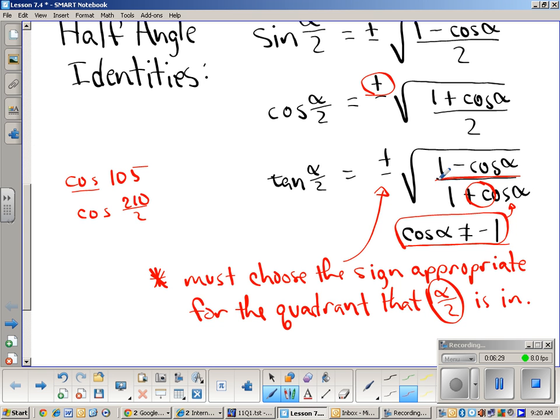Okay? So we're saying this works every time that cosine is not equal to negative 1. So in other words, we can't throw pi in there, can we? Cosine of pi is negative 1, or cosine of 180 is negative 1. So we cannot throw a 180-degree angle in here. We can't use this half angle identity to find the tangent of 90. Okay? It won't work. All right?